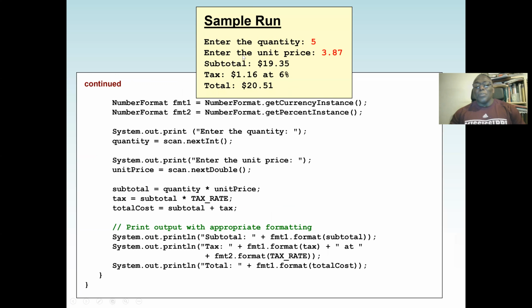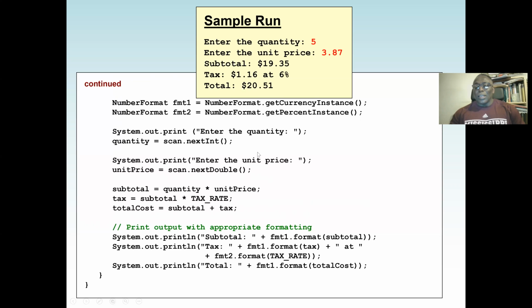So this is how the output will look. We ask the user to enter the quantity, the user enters 5, and enters the unit price 3.87. We can see that it gives us the currency. The getCurrencyInstance gives us the dollar sign. Then the tax rate we said is a percent, so it gives us 6%. 0.06 will give us 6%. So when we add the tax to the subtotal, we get the total. The total is also in dollars.